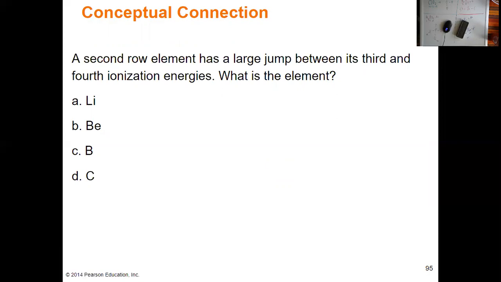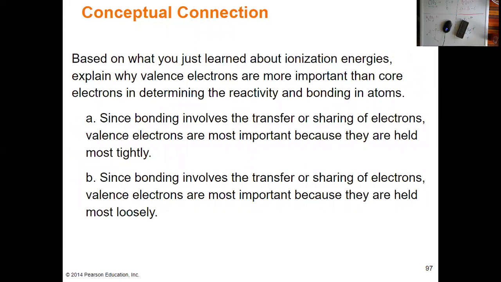So you can actually use that information to figure out the identity of an element. Looking at this example here, a second row element, so it's in period 2, it has a large jump between its third and its fourth ionization energies. What is the element? If it has a huge jump between the third and fourth ionization energy, that means that it has 3 valence electrons, and that fourth electron is a core electron. So which of these is in group 3? It's boron. So that has to be the identity of the element. Okay, try this one.